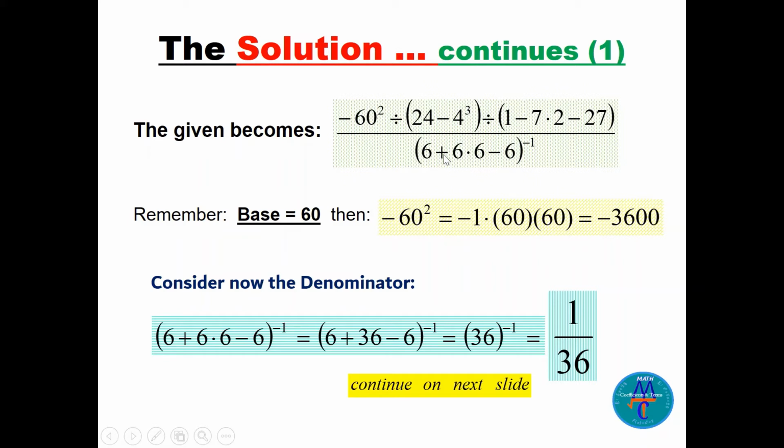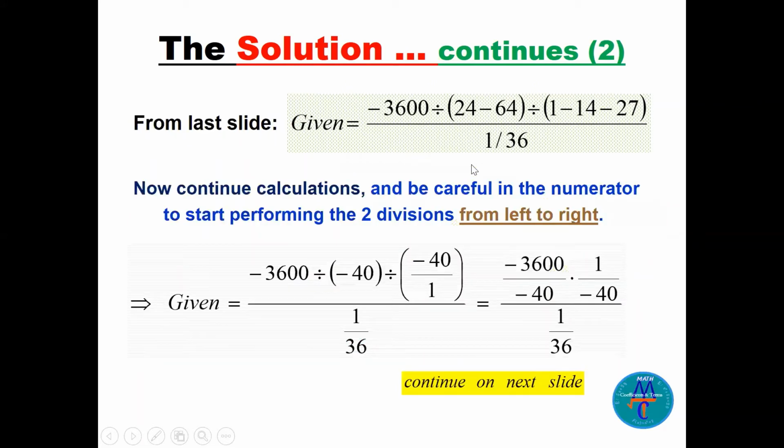Now let's look at the denominator here. Consider the denominator. 6 plus 6 times 6, we have to multiply first. That will be 36. 6 plus 36 minus 36 will be only 36 to the power minus 1, which is 1 over 36. That will be in the denominator. Now we can simplify more. Minus 3,600. Here we have 24 minus 64 is minus 40. 1 minus 14 minus 27 will be minus 40.